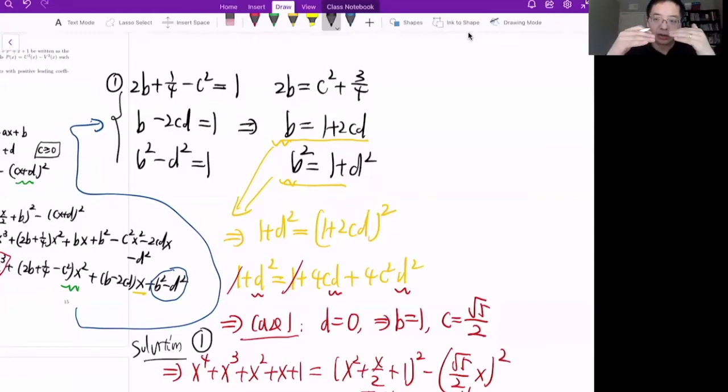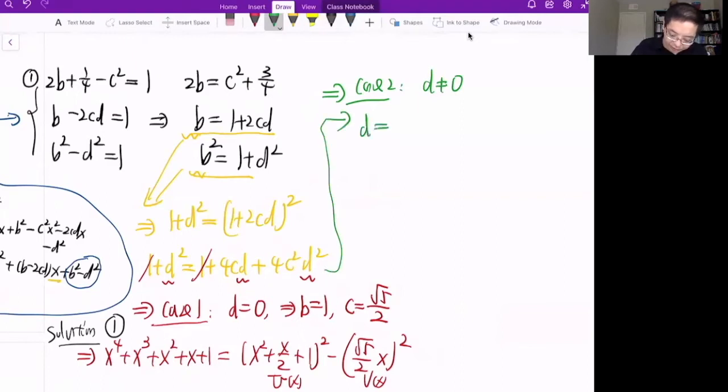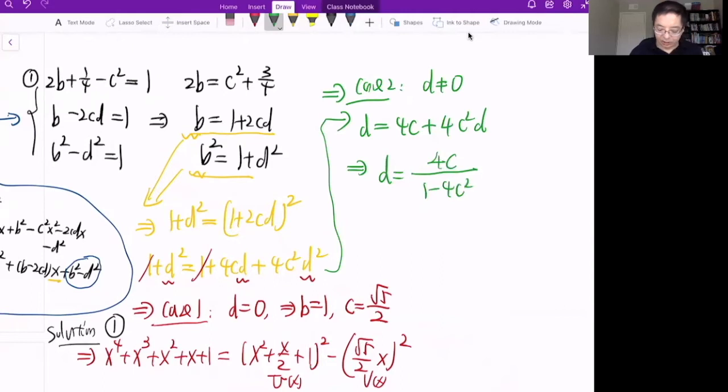Well, in order to see whether we have more solutions, let's look at case 2, d is not 0. Let me use different colors. So I have to look at case 2, d is not 0. Now, if d is not 0, from here I can divide d on both sides, so I get d equals 4c plus 4c squared times d, right? So from here, I can solve d is 4c over 1 minus 4c squared. Now, clearly, this one cannot be 0. Otherwise, it's not going to satisfy this equality.